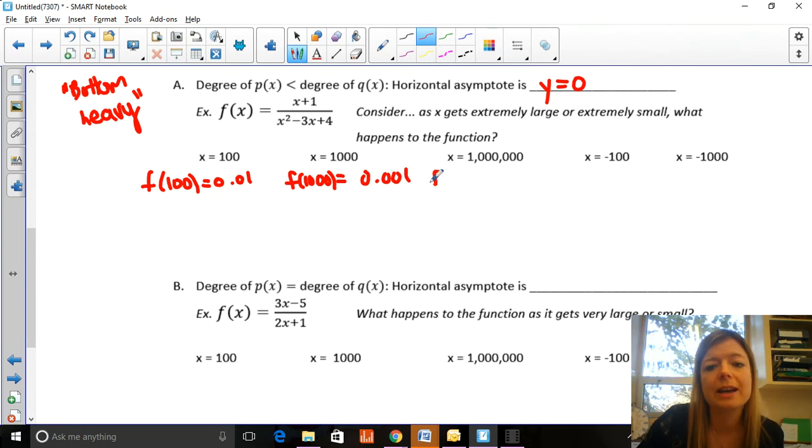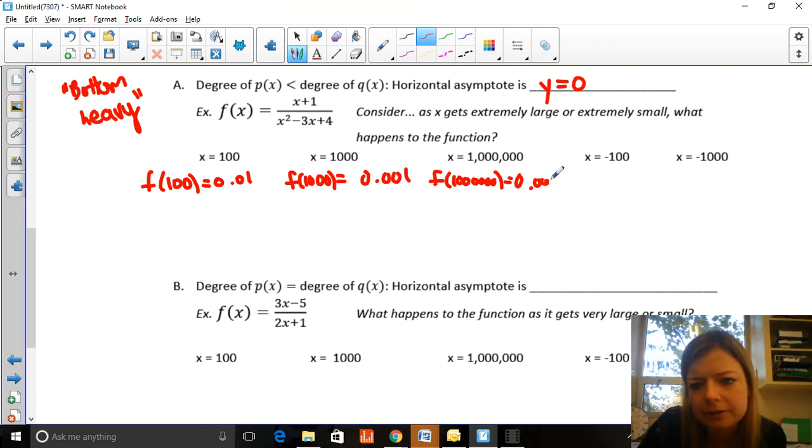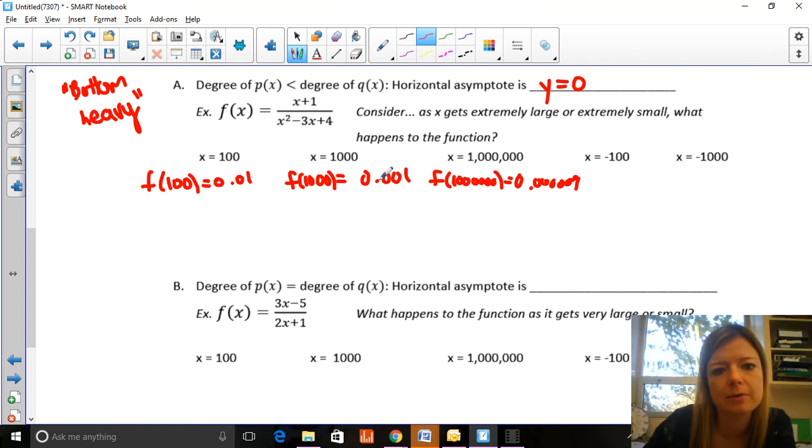Okay, and if I put in f at 1,000,000, I'm going to get some tiny number, like 0.00, how many zeros is that? 1, 2, 5 zeros, 9. So notice what's happening here. As I put in humongous numbers, so as x is approaching infinity, then y is approaching 0 plus, okay? 0 from the top, because these are positive, but they're almost 0.